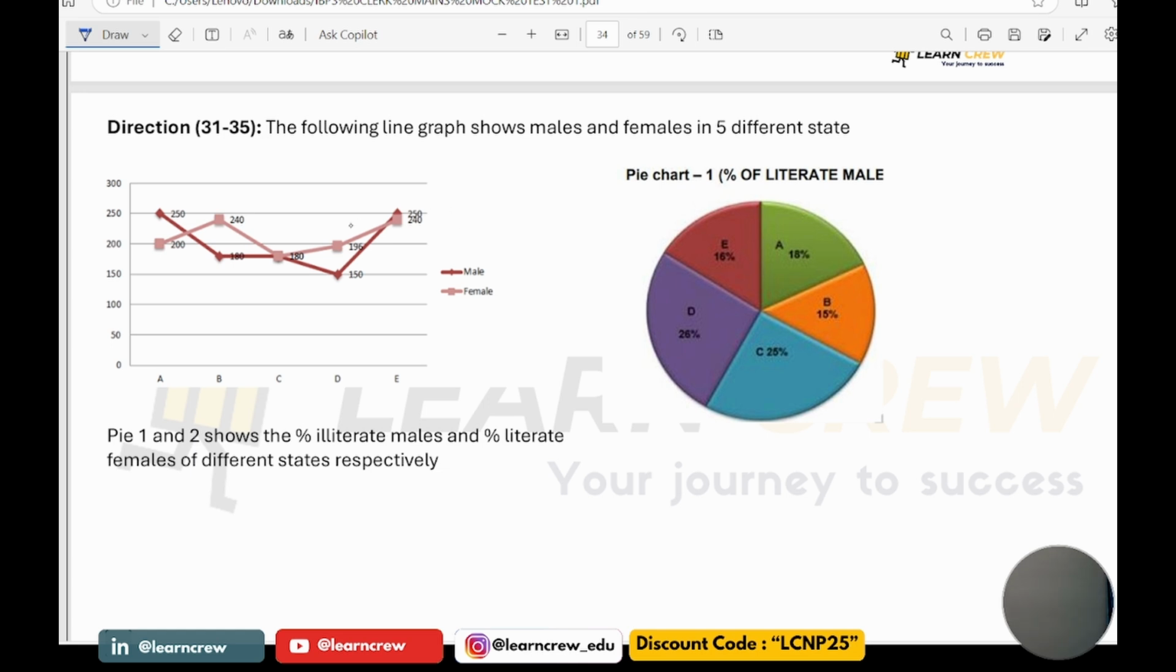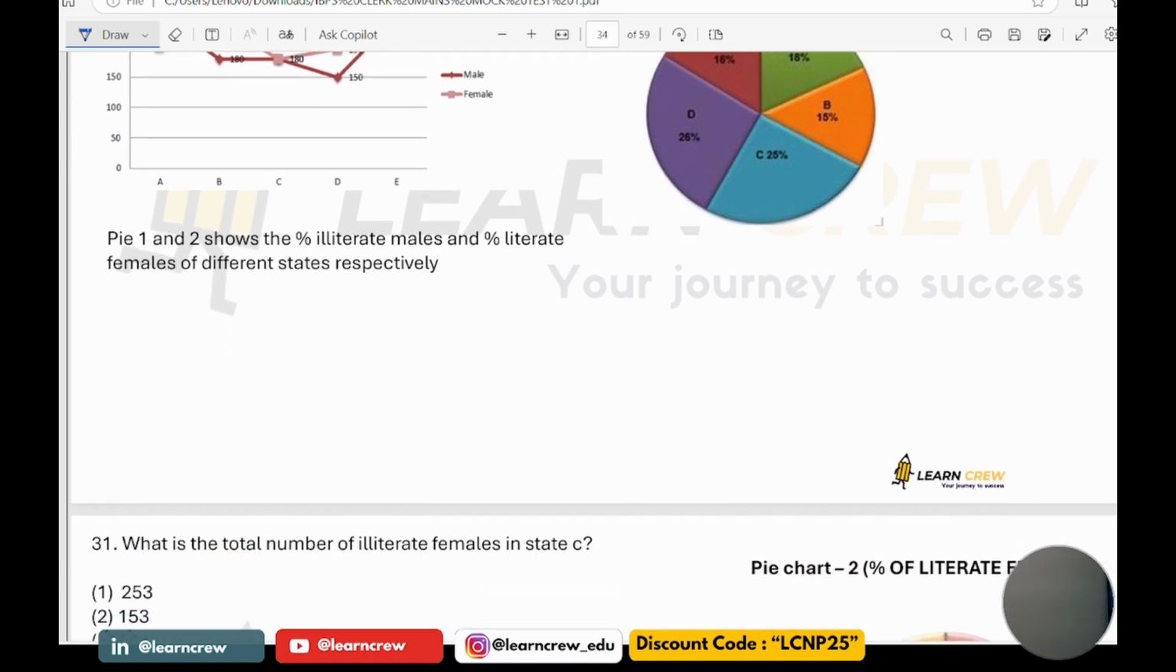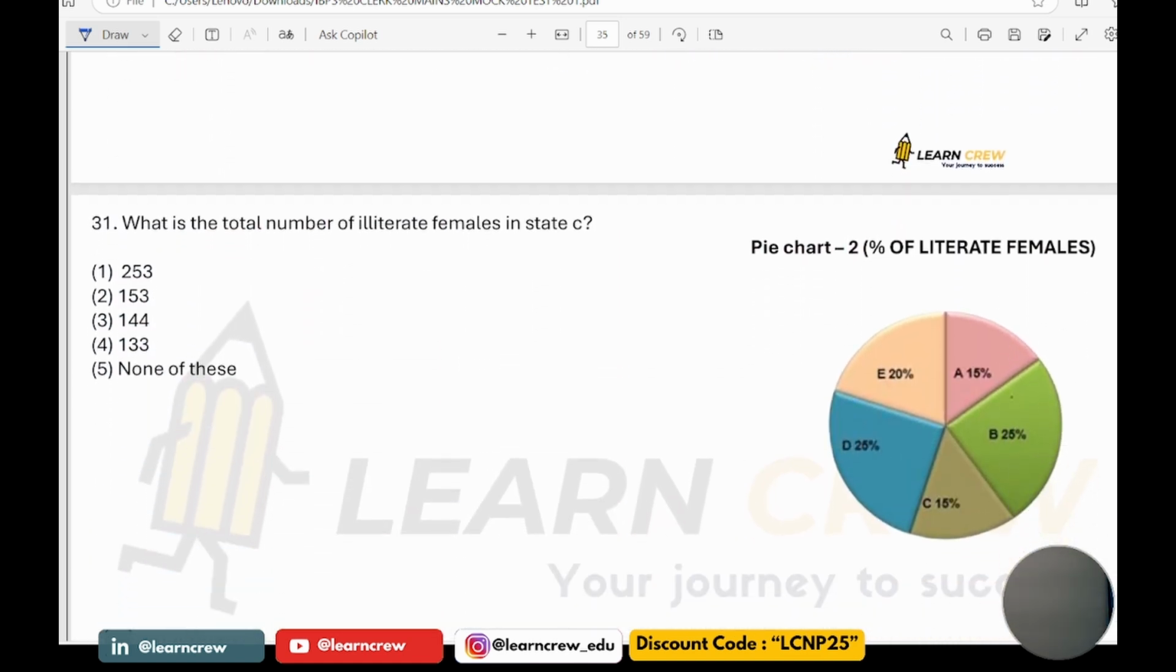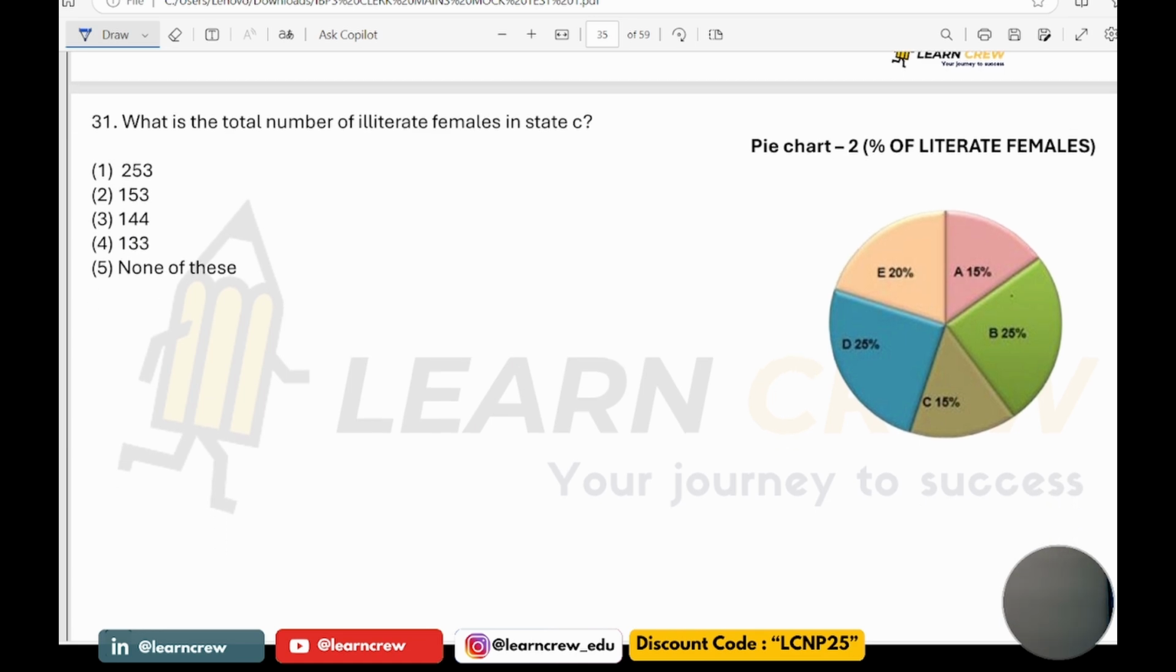DI. The following pie chart shows males and females in 5 different states. So pie 1 and 2 show the percentage of illiterate males and illiterate females of different cities. What is the total number of illiterate females in state C? In state C, please see here, it is literate, the above one is illiterate.